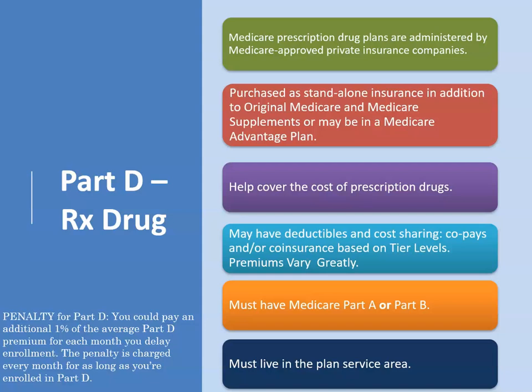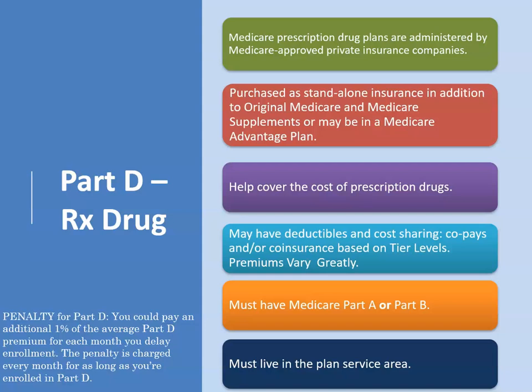It may have deductibles and cost sharing with either co-pays or co-insurance based on different tier levels, and the premiums can vary greatly, so it's important to do your research before you decide to go with a specific plan. You must have Part A or Part B to get the Part D program, and you must live in a plan service area. So these programs are specific to where you live, so it's important to get the right plan that's in your specific area.